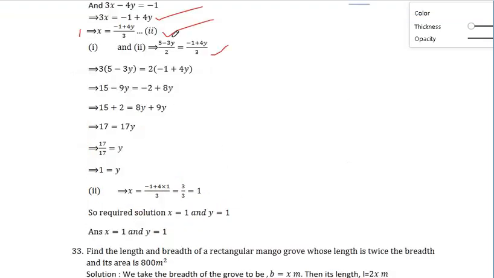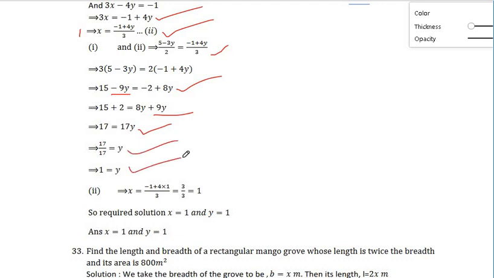Now cross multiply: 3 into (5 minus 3y), then 2 into (minus 1 plus 4y). 3 into 5 is 15, minus 3 into 3 is 9y; 2 into minus 1 is minus 2, 2 into 4 is 8y. So this 8y is already on the right hand side, and minus 9y brought to the right hand side will be plus. Then 15 plus 2 is 17, equal to 17y, 8 plus 9 is 17. Divide by 17, so y equals 1.